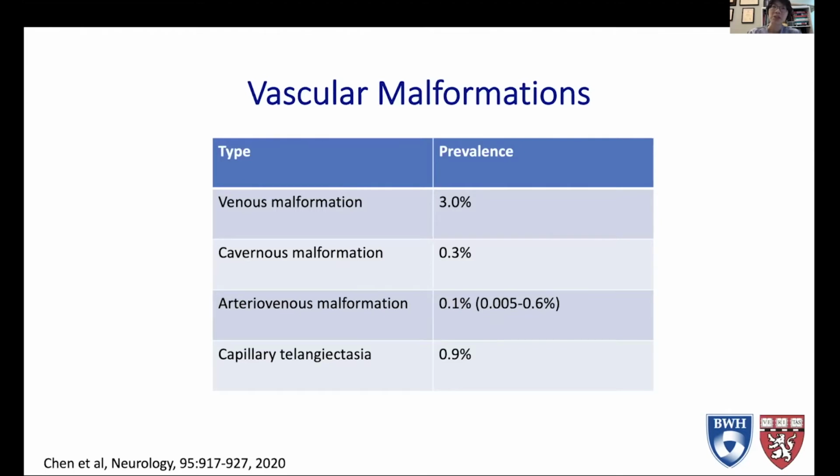Arteriovenous malformations are actually the least common or the least prevalent of the vascular malformations, making up roughly 0.1% of the population, although the number really varies quite widely depending on which paper you look at, anywhere from 0.005% to 0.6% of the population.